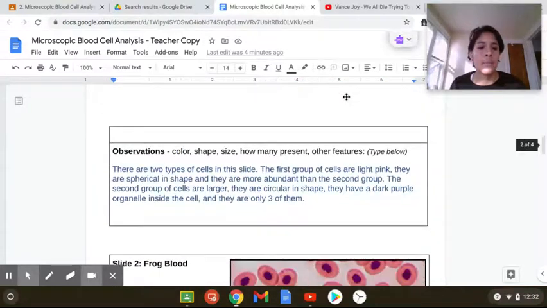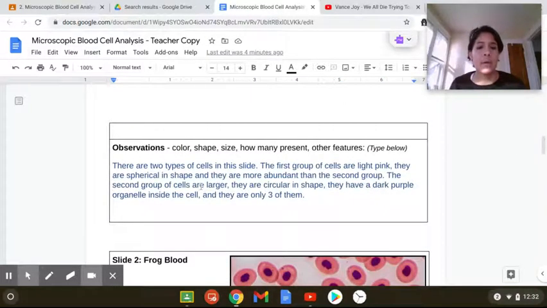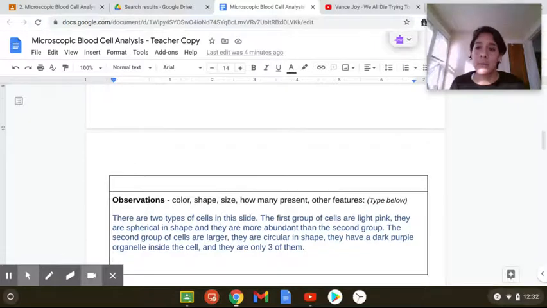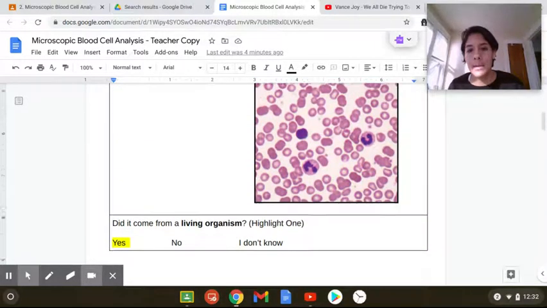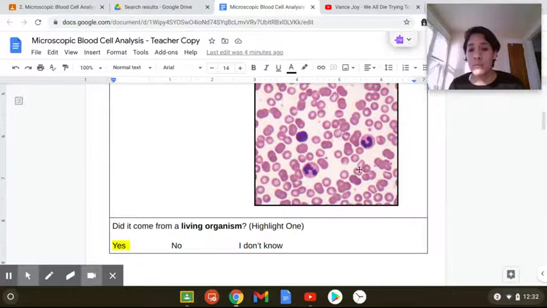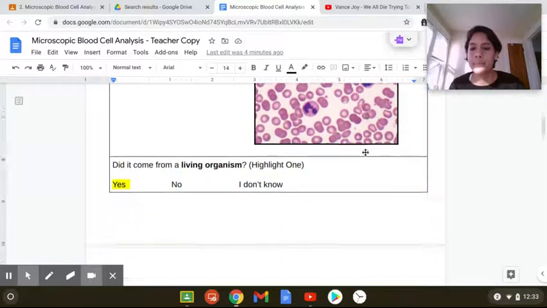So for this example, I wrote there are 2 types of cells in this slide. The first group of cells are light pink. They are spherical in shape and they are more abundant than the second group. The second group of cells are larger. They are circular in shape. They have a dark purple organelle inside the cell, and there are only 3 of them. So if I scroll back up here, I can look. We have the one type, there's more. There are more of these smaller circular ones, and there's only 3 of these larger ones, and they have a dark purple organelle inside them.